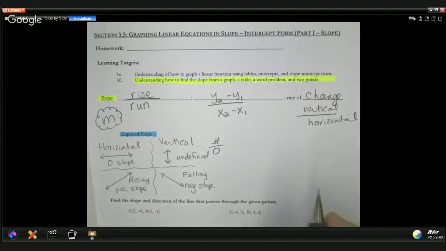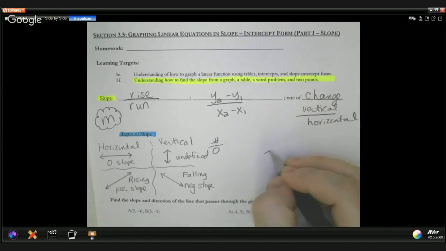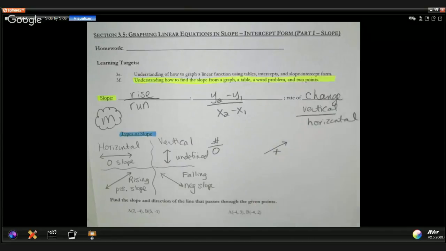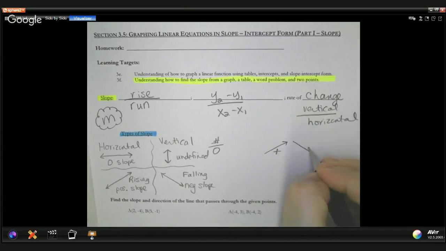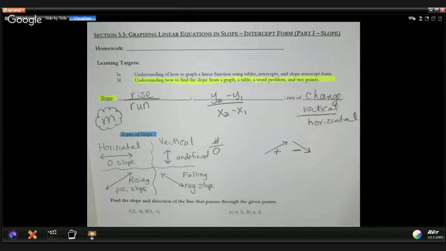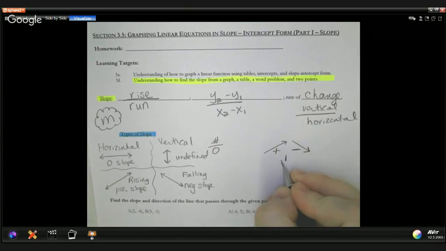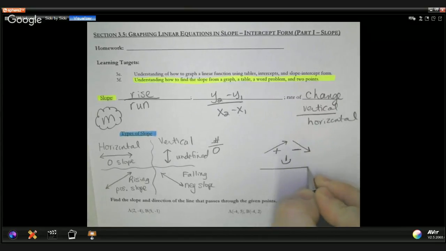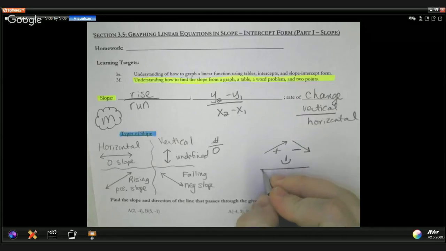Now there's a little slope guide that helps you remember. The first thing you could do is go up, and those are positives. Then you can go down, and those are negatives. You can have vertical lines, which are undefined, or you can have horizontal lines, which are zeros. And the slope guide might help you remember the direction for everything.